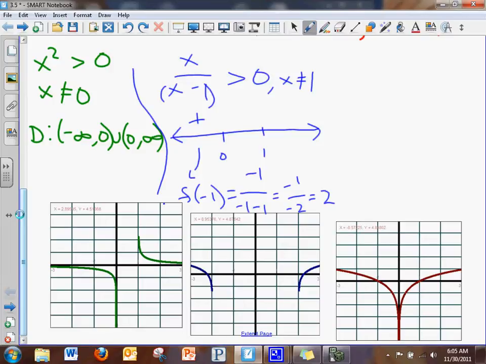All right, when x is 0, the top of the fraction is equal to 0. That means it's just equal to 0.